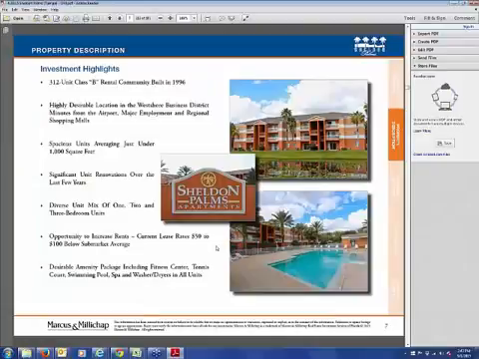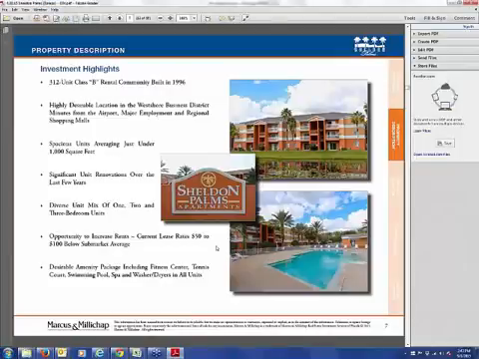Next thing, let's run through their investment highlights. It's a B-class unit. Okay. Now, it's built in 96. Here's my issue here. If the property is built in 96, in my estimation, we're talking about a B+ type property, not an A, more of a B+. But he is telling us that this particular property is more of a B property.